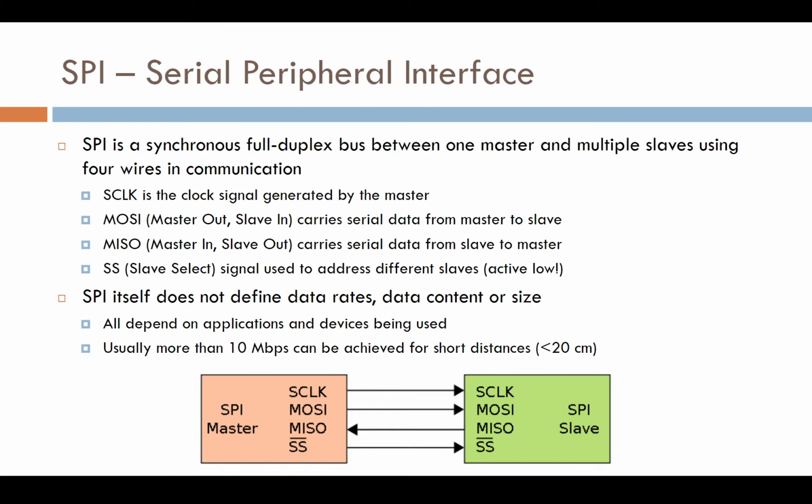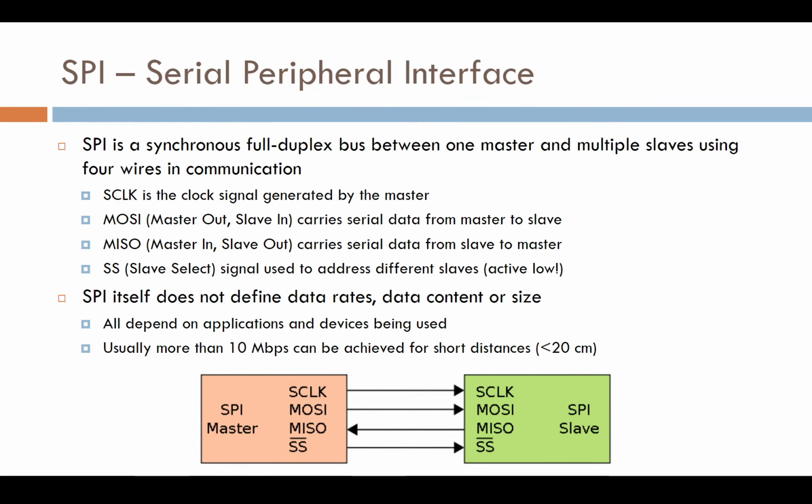Then MISO is not just delicious Japanese soup, but also master in, slave out. So it carries serial data from slave to master. Simple. Then there's a slave select line. Each SPI slave doesn't have any address, but they have chip select or slave select signals. Generally, those are low active. So when you pull this line low, it's 0 state, that activates that particular slave. Meaning that in this setup with only one slave select line, you can communicate with one SPI interface device.